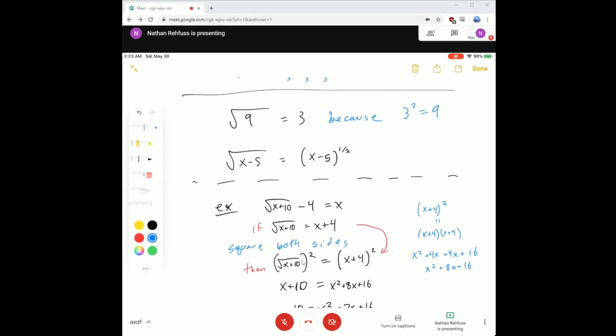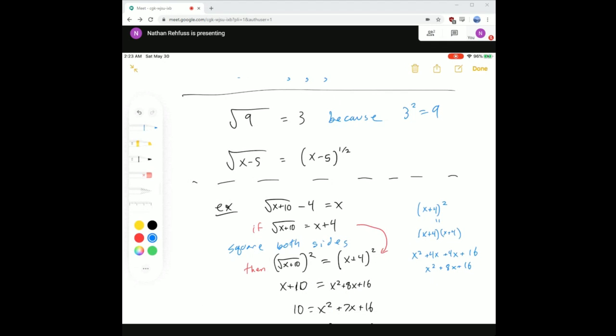So I squared both sides here. Root x plus 10 squared is just x plus 10. x plus 4 squared, we can FOIL. So first, x plus 4 times x plus 4, it's x squared. Inside is 4x, outside is 4x, and last is 16. So I'm getting x plus 10 is the same as x squared plus 8x plus 16.